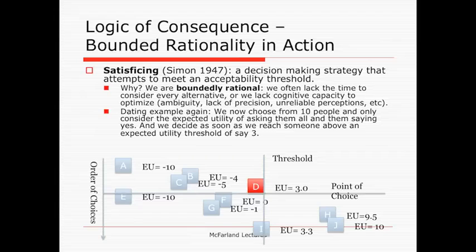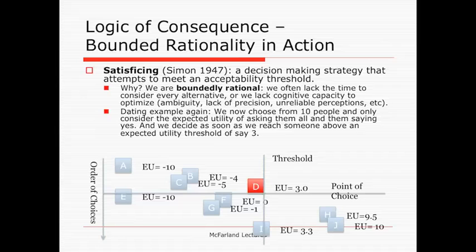But if we don't meet our threshold, we move on to the next option down the list, and pick the next closest one. So search is stimulated by a failure to achieve a goal and continues exploring alternatives until it's good enough to satisfy it. So if we look here in the model below, let's look at the dating example again. We have to choose from 10 different people, and we have to consider the expected utility of asking them all and them saying yes.